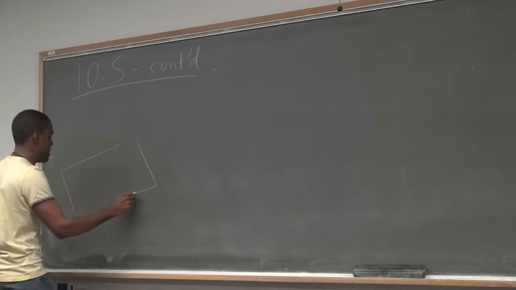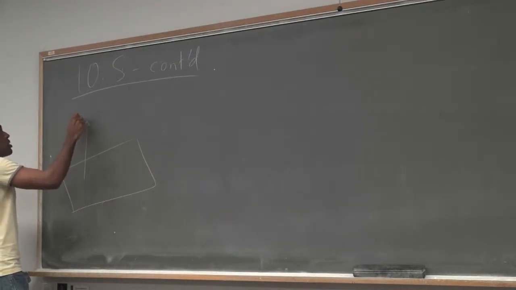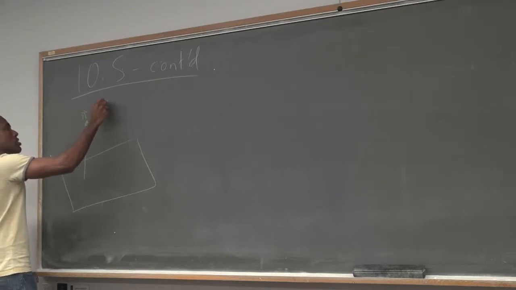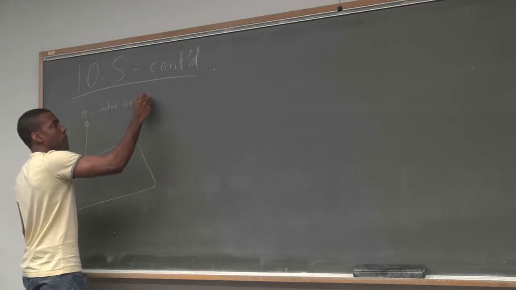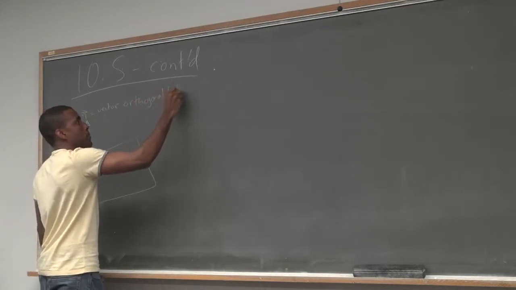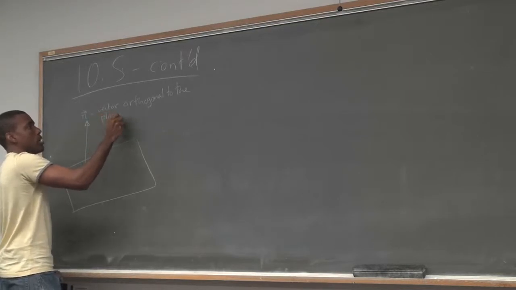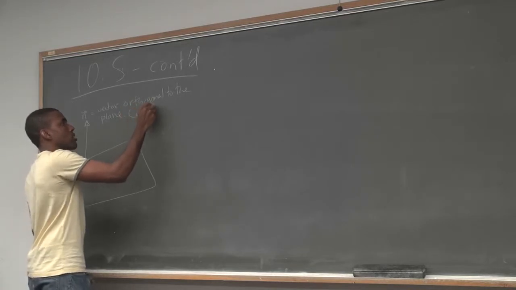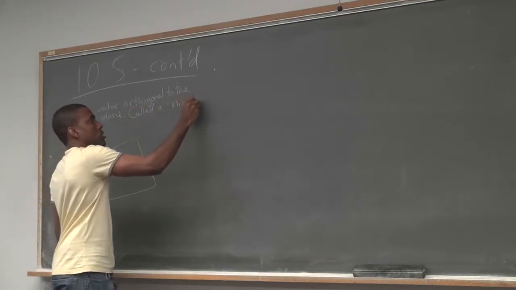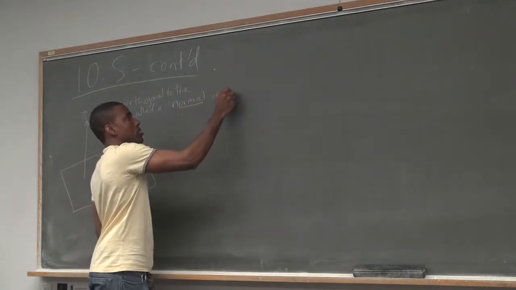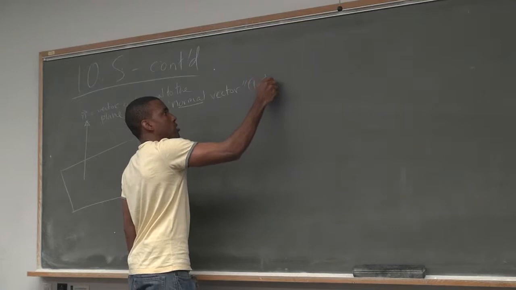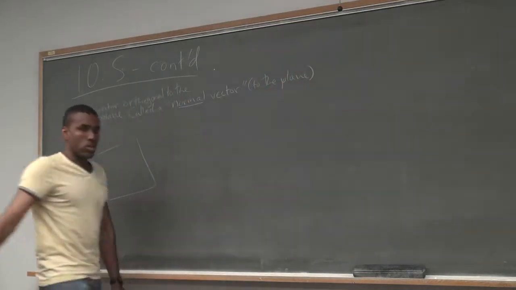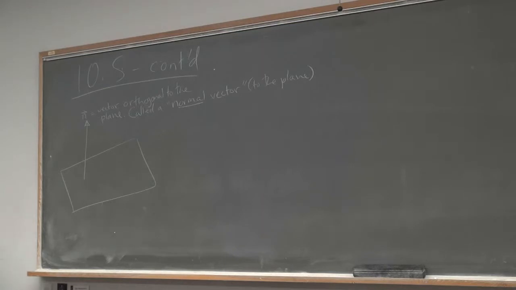There it is, you have a plane. This is a vector, we're going to call it n. This is the vector orthogonal to the plane. I label it by n because it's actually called a normal vector. So an orthogonal vector to a plane is called a normal vector to the plane. It will actually intersect the plane at a right angle.